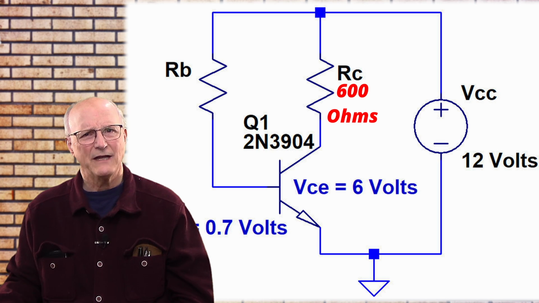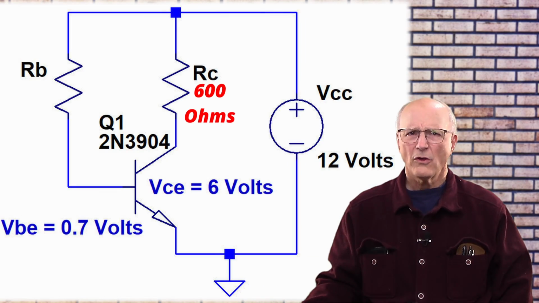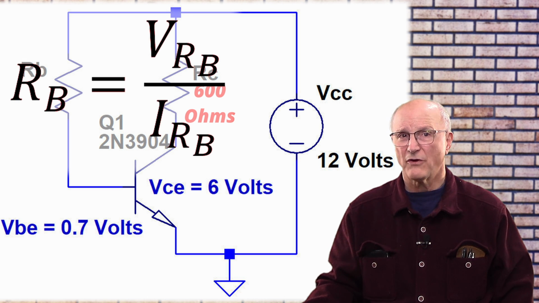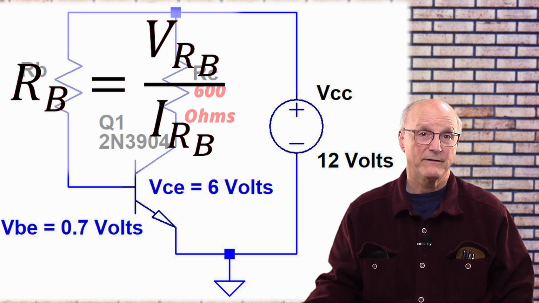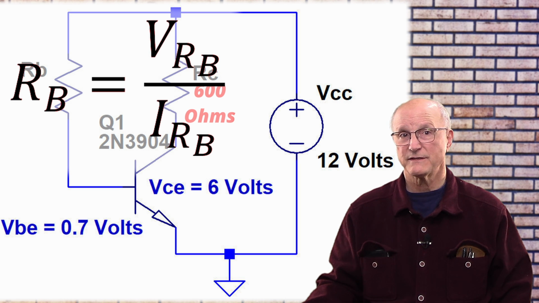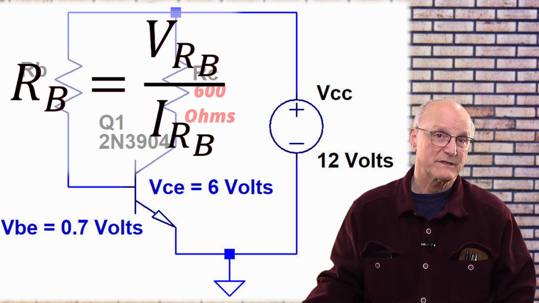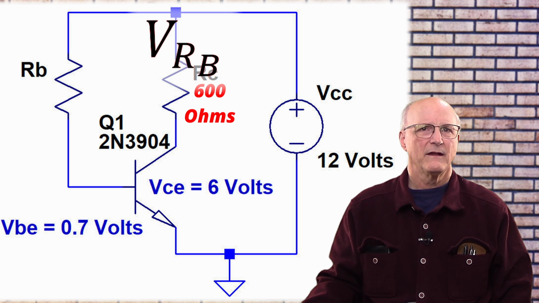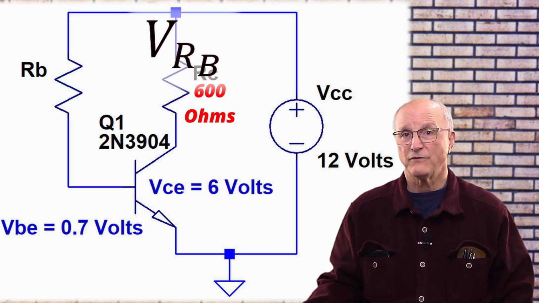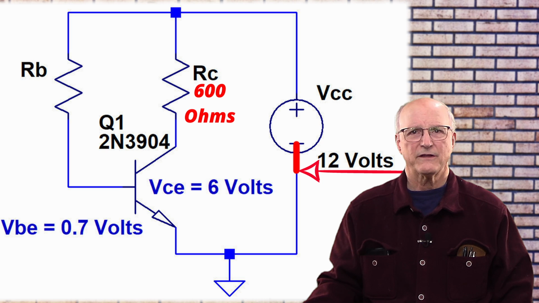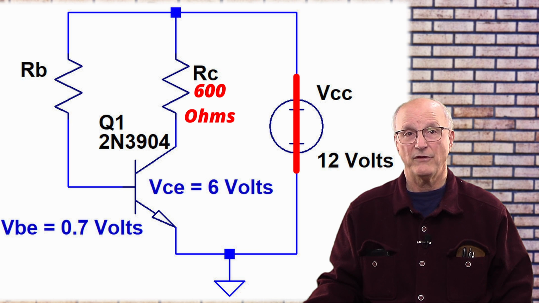Now, let's turn our attention to the base circuit. Well, according to Ohm's law, the value of the base resistor is equal to the voltage across it divided by the current through it. This means that we have to determine what the voltage across the base resistor is and what the current through the base resistor is. We begin with the voltage across the base resistor. Like with the collector, we will use Kirchhoff's voltage law, only using the loop around the base circuit this time. Like before, we start at the negative terminal of the power supply and move to the positive terminal. This is a positive change.